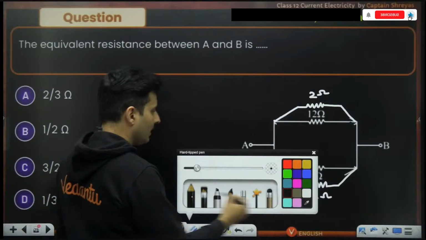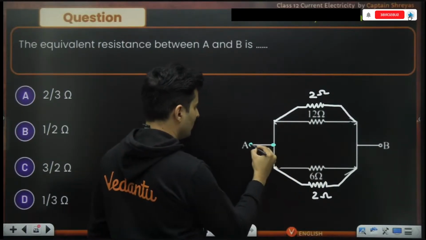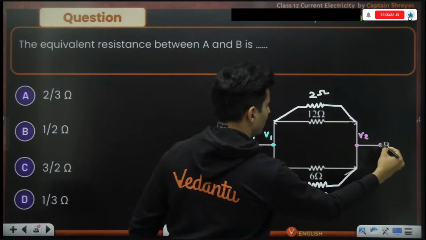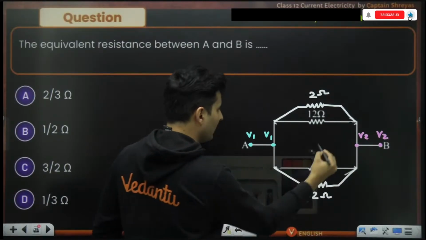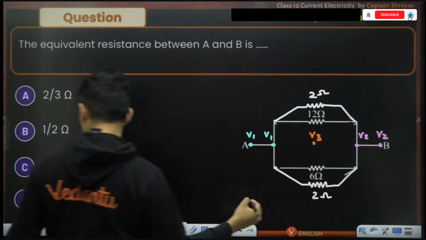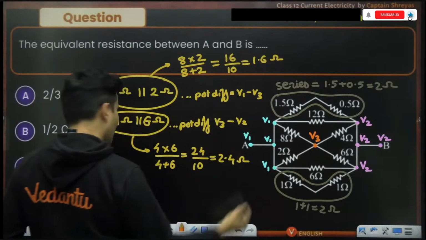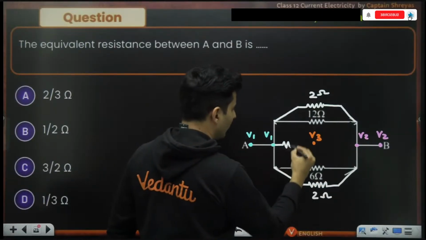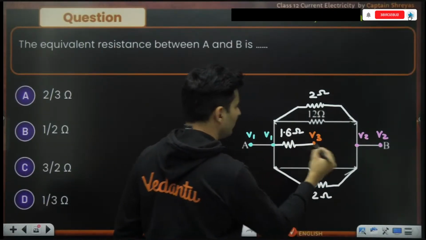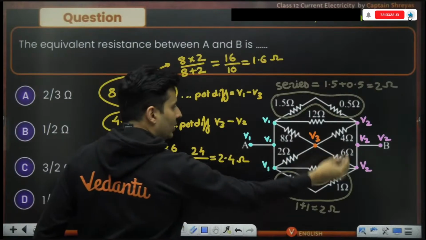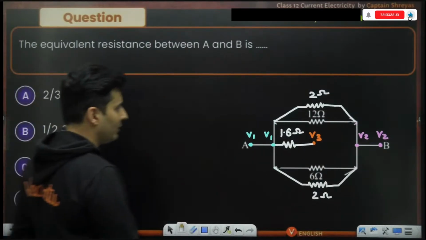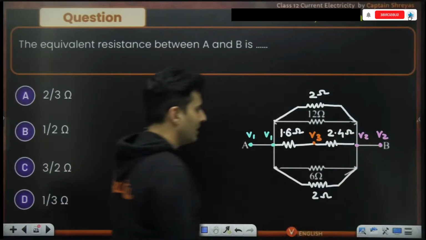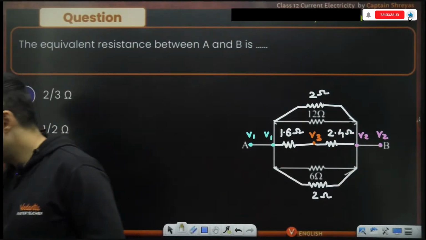Instead, I can just say, listen, this is V1, this is V1. This is V2, this is also V2. And in between, we had some V3 over here. Is that right? V1, V3, V2. 8 and 2 together was 1.6, so I can just put over here a single resistance of 1.6 ohms, and between V3 and V2 it was 2.4 ohms. Is that right, everyone? With me on this?